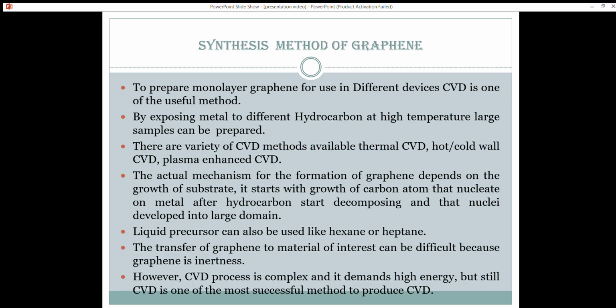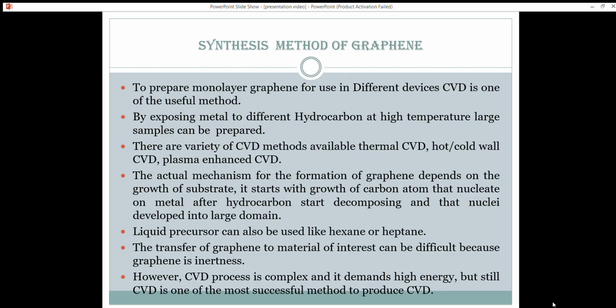The transfer of graphene to the material of interest can be difficult because graphene is inert. However, CVD is the most complex and demands high energy, but it is still one of the most successful methods to produce graphene. So although chemical vapor deposition is complex and demands high energy for its processing, it is one of the most successful methods through which nowadays we are producing graphene.